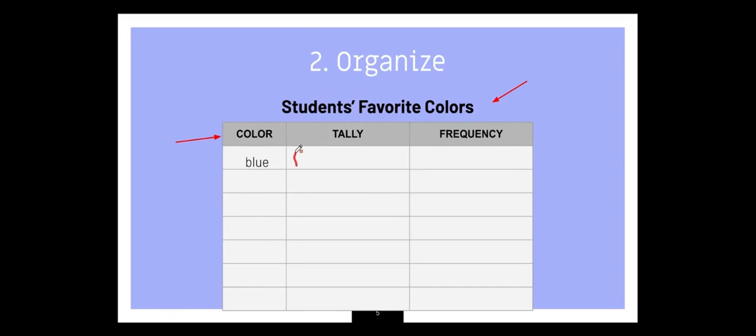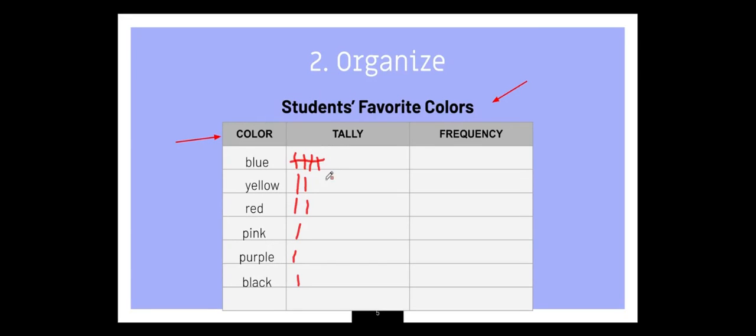So I'm going to put a tally mark right here. Then I'm going to just keep going. And yellow was chosen, so I got to give it a tally mark. Oh, but blue was chosen again. So I'm going to put it here. Oh, here's another one for blue. Wow, okay. Oh, here's a new color, red. All right. So, oh, but look, I have a fifth person.